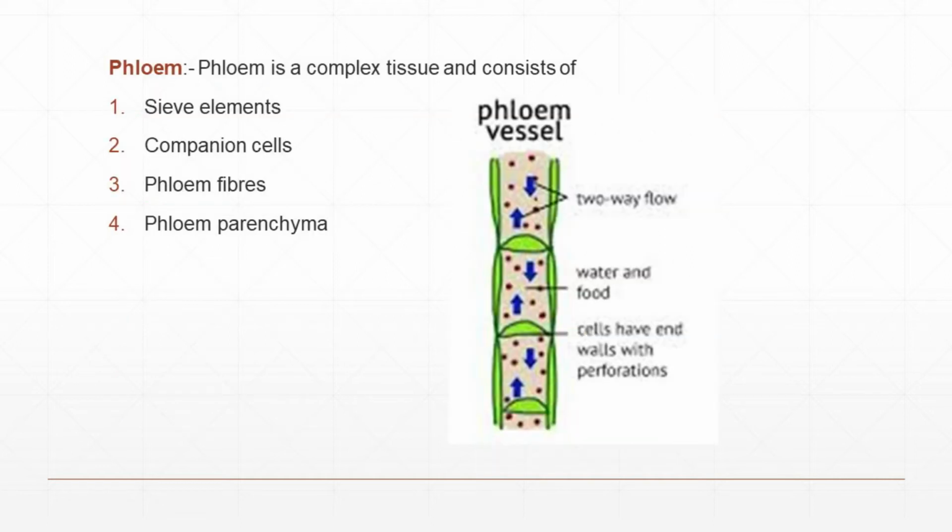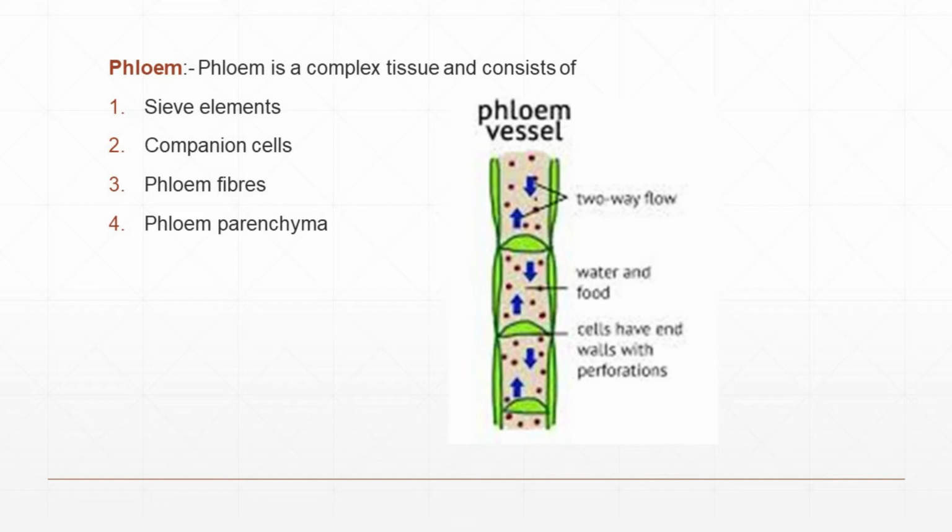Next one is under complex tissue, phloem. Phloem is a complex tissue and consists of the following elements. 1. Sieve elements. 2. Companion cells. 3. Phloem fibers and phloem parenchyma. Just like xylem, this also has 4 elements. Let us learn one by one.